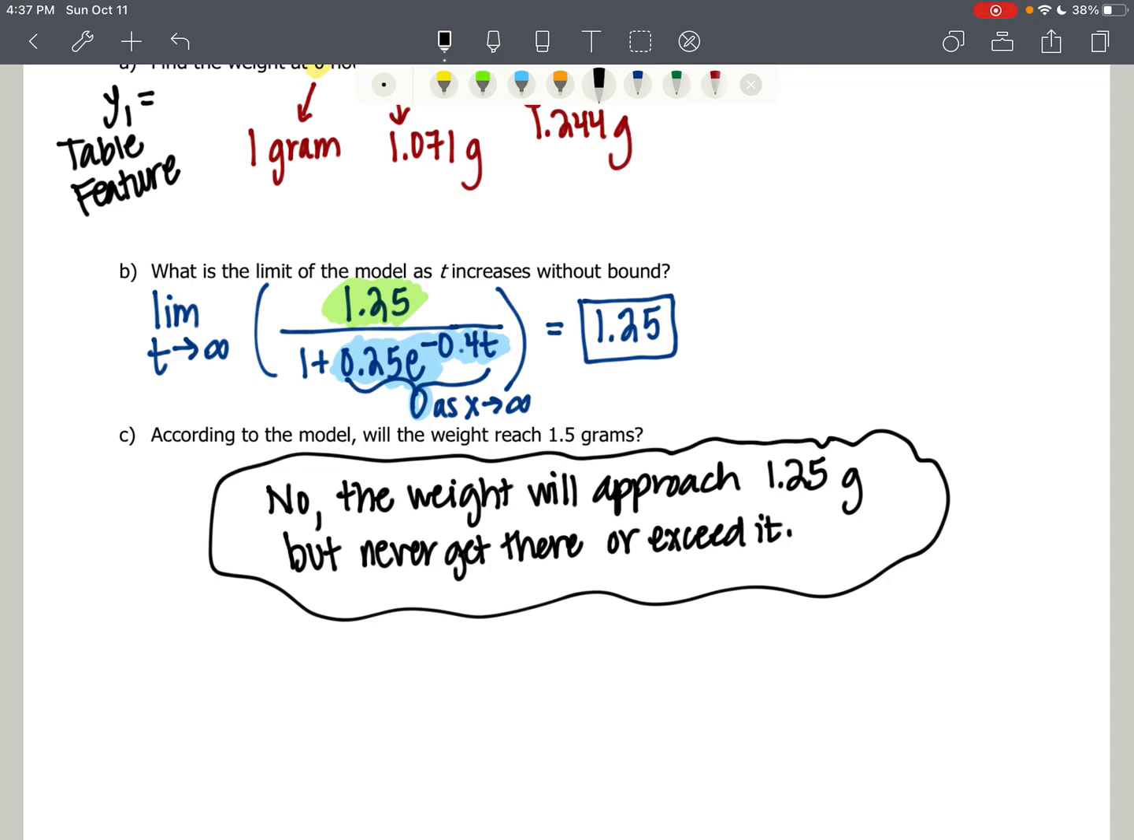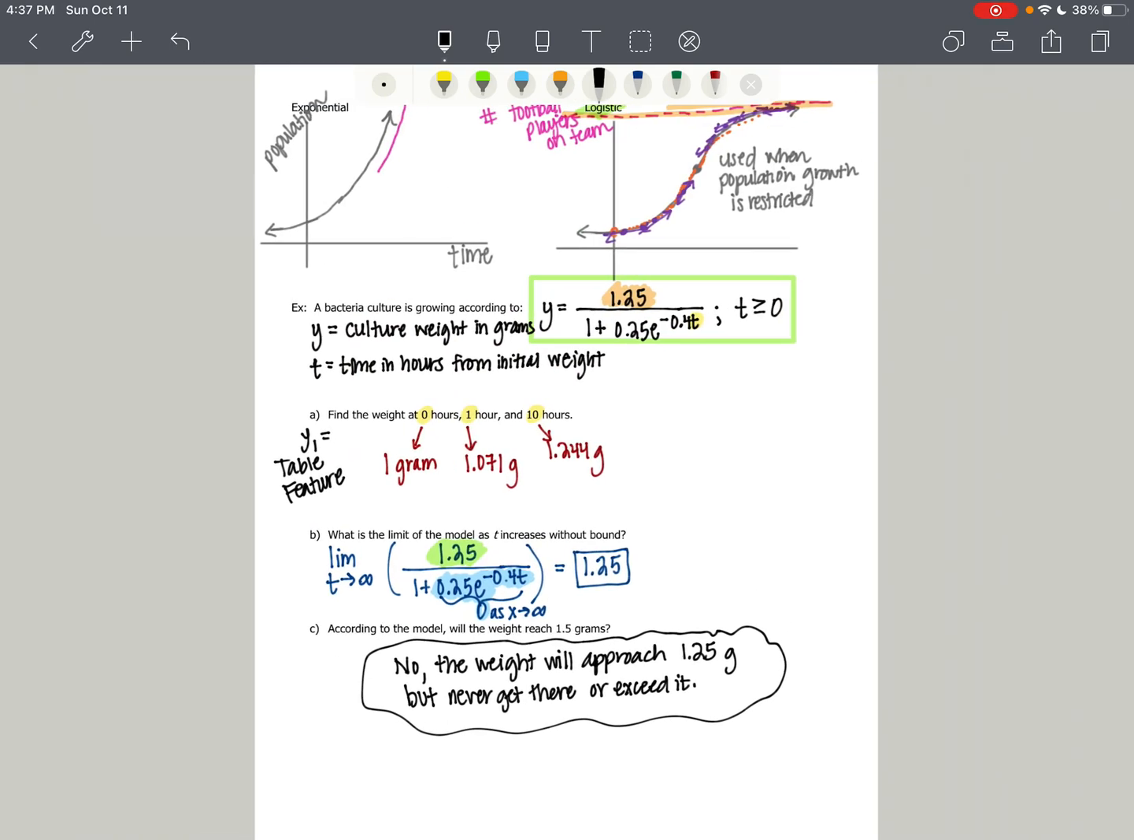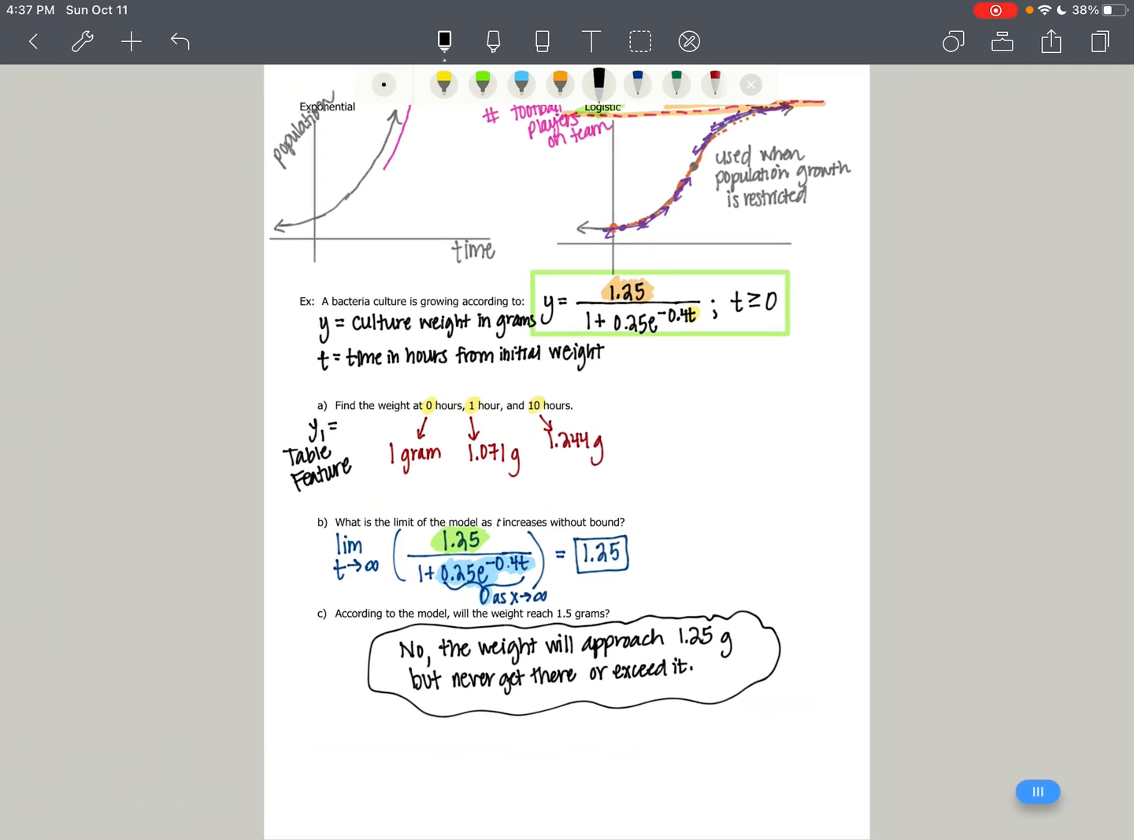So there's a little bit of review with graphs. I know that the logistic graph was new, but hopefully it makes a little bit of sense, especially with that concavity, your point of inflection, the horizontal asymptote being the numerator. That's your limit. That's your population limit, or in this case, your growth limit.